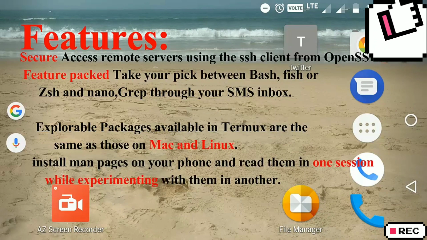OpenSSH is a suite of security-related, network-level utilities based on the Secure Shell protocol. This means there are some protocols which are carried out through the Termux application. And OpenSSH also helps you secure network communication via the encryption of network traffic, over multiple authentication methods, and by providing secure tunneling capabilities. So this is all about OpenSSH.